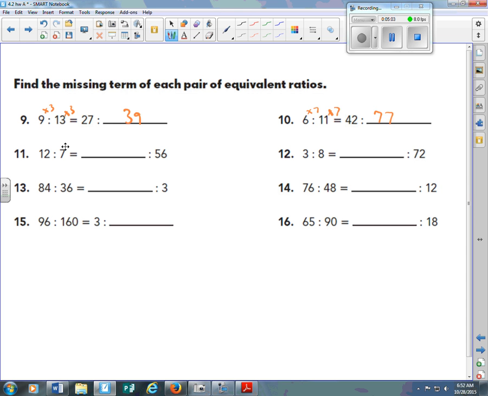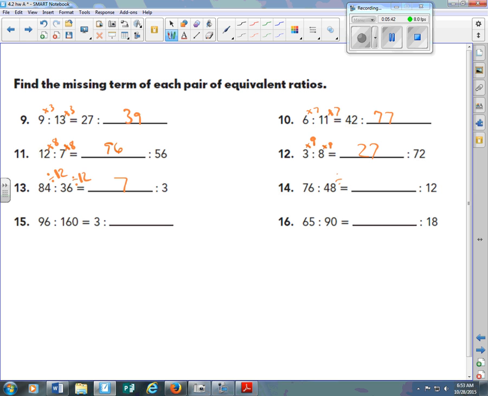7 goes into 56 8 times. 12 times 8 is 96. Number 12, how many times does 8 go into 72? It's times 9. 3 times 9 is 27. Number 13, how many times does 36 go into 3? Well, it doesn't go into 3. Yes, it does. We just need to divide. So 36 divided by what number equals 3? Well, it's divided by 12. And 84 divided by 12 is 7.